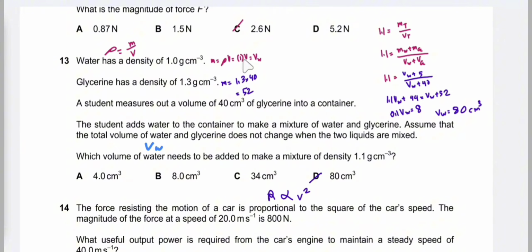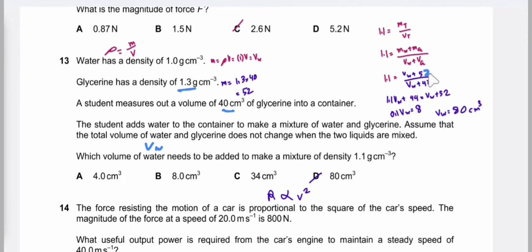So we multiply density with the volume to find the mass in terms of V. So we find the mass. Then the mass of glycerin. What is the mass of glycerin? We know the density of glycerin and the volume of glycerin. So mass is equal to density into volume. So this is the mass of glycerin, that is 52.